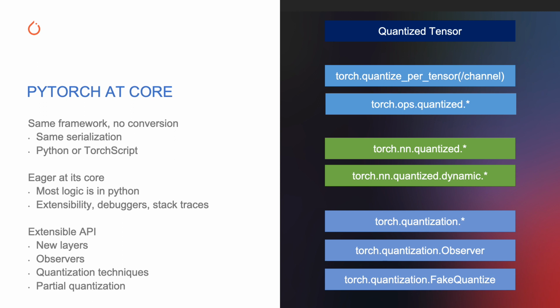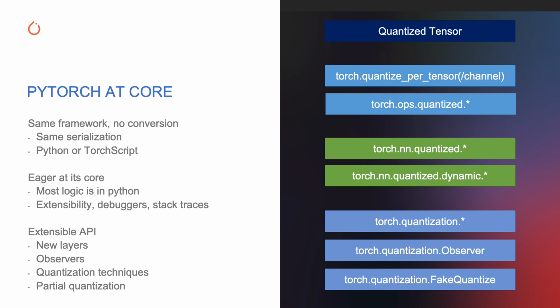Then we need operations that can operate on Q-tensors. Those live in the code base under torch.ops.quantized. You'll find the 2D convs there and the linear there and things like that. You also have higher level operations in the torch.nn module, which has the key modules that you use in a lot of neural networks. You'll find torch.nn.quantized and torch.nn.quantized.dynamic contain analogs of a lot of the routines that you're used to using in PyTorch to create your models.